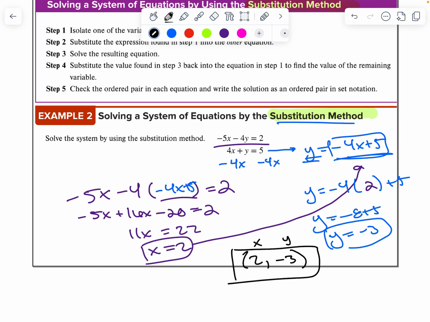If you wanted, you could go back to this original set of equations, sub in a 2 and a negative 3, 2 for x and negative 3 for y, and make sure that it works.